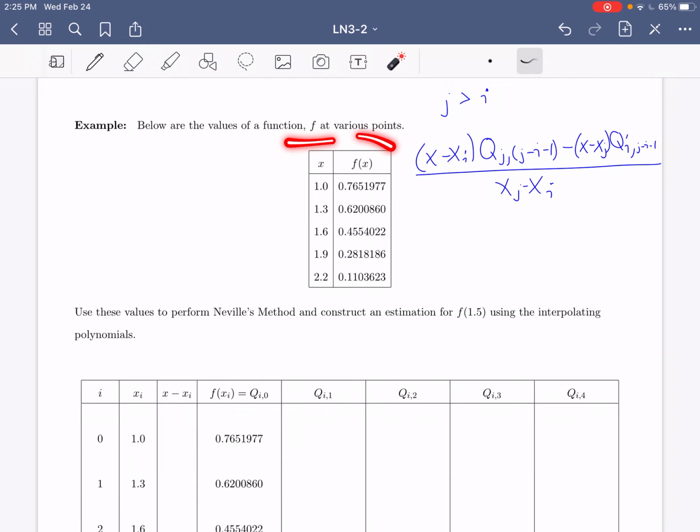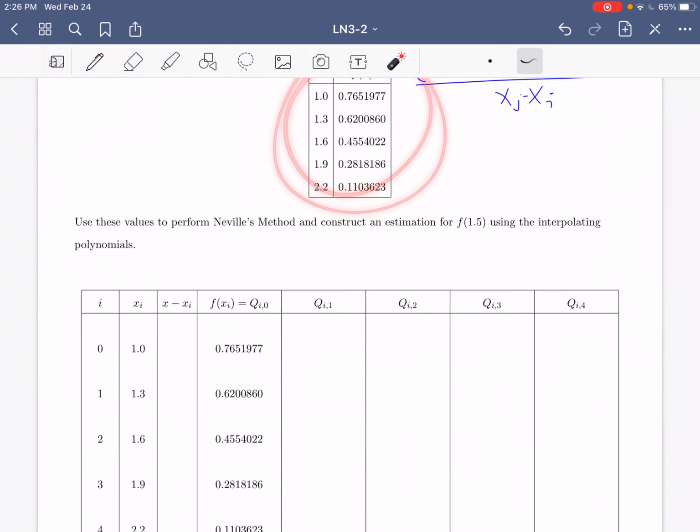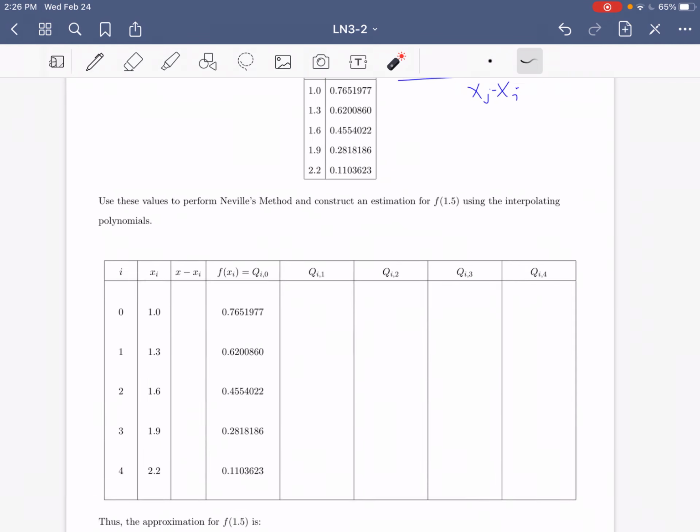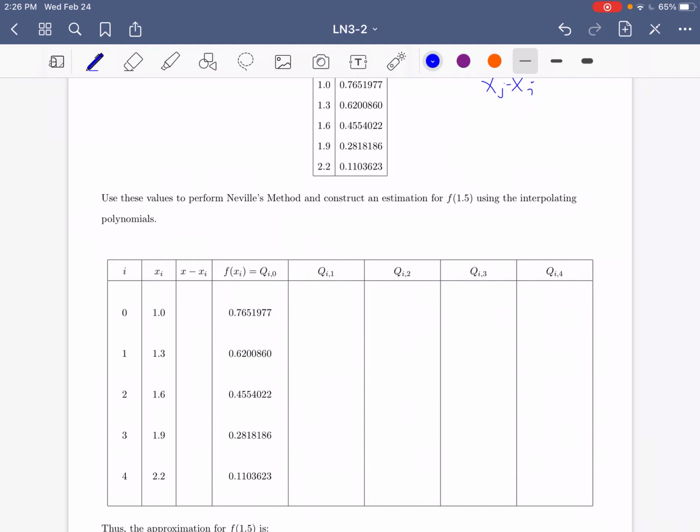We have this function f, and our function f has x values of 1, 1.3, 1.6, 1.9, and 2.2, and these associated function values. We are going to use these values to perform Neville's method and construct an estimation for the function value at 1.5. Now, notice here, we don't even have the function, we just know function values of it. And so we're estimating because we just have measurements at specific points.